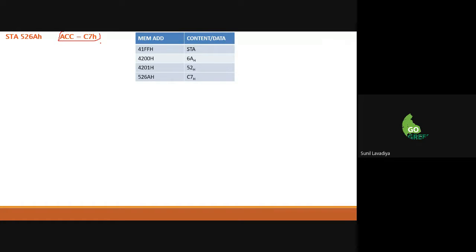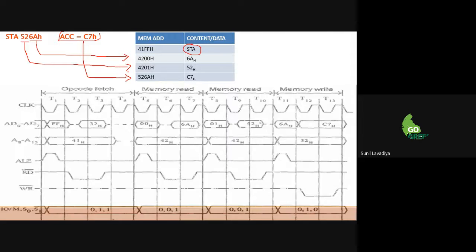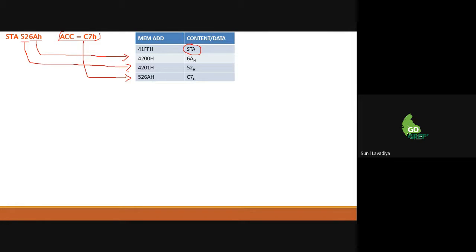So now in this one, let's say memory address. We have considered memory address. First of all, what we will understand, it's STA. It will read the content. Then after, 6A comes over here. Then the 52 comes on the third line. And then after, the data part. So can everybody draw the diagram of this one?